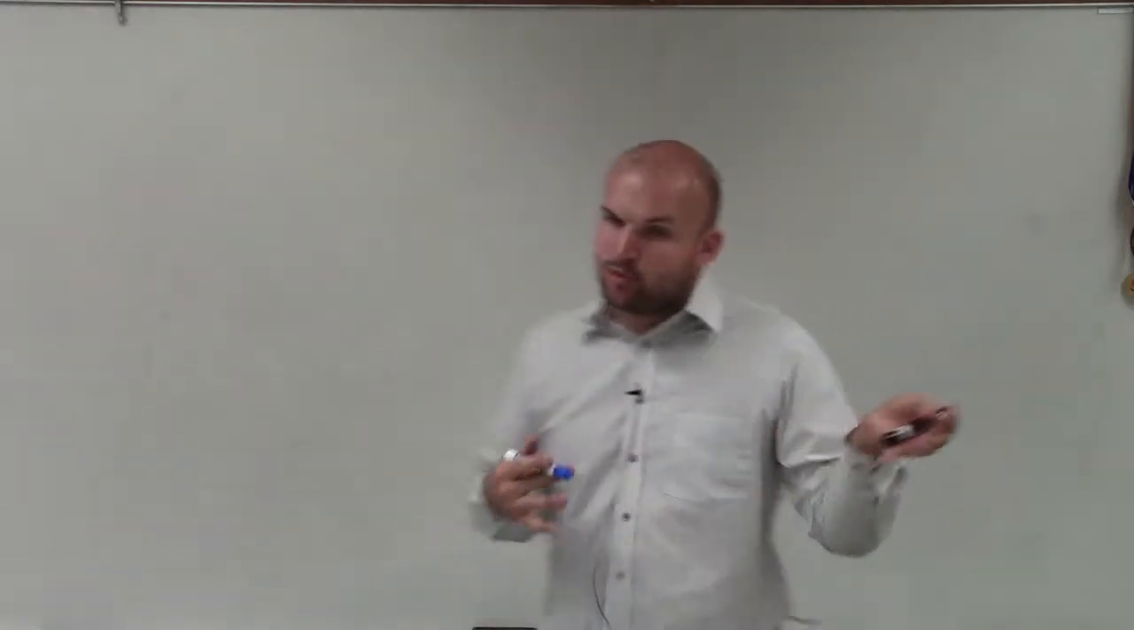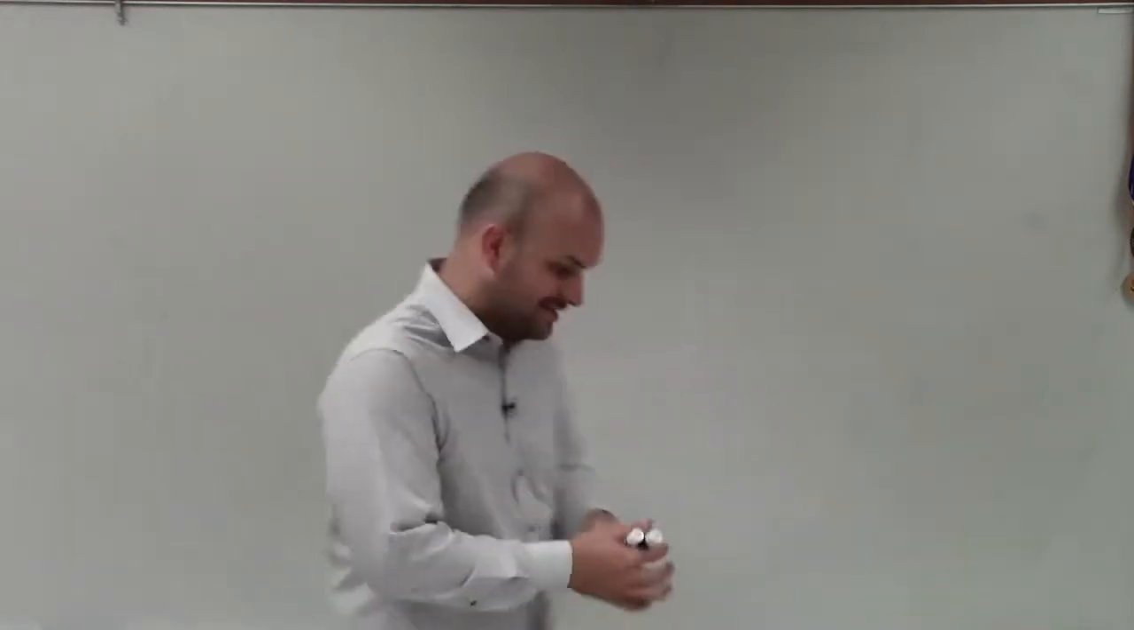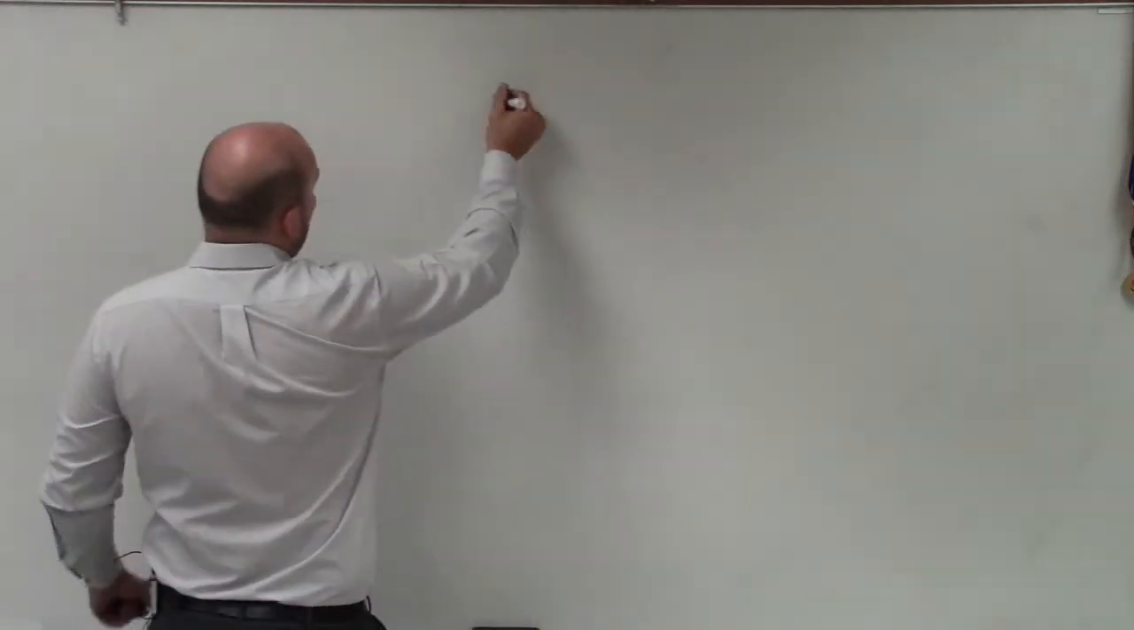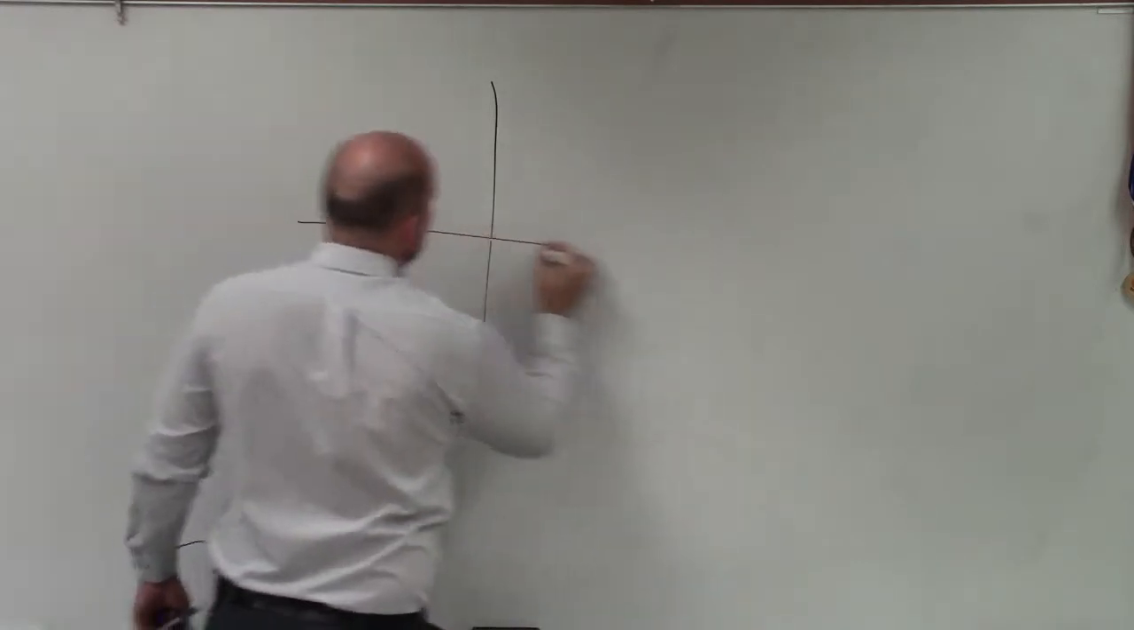Welcome, ladies and gentlemen. So let's go and talk about the characteristics of a parabola. We talked about the definition of a parabola, which means that every point on our parabola is equidistant from the focus as to the directrix. So let's take a look at what other characteristics we have of a parabola?